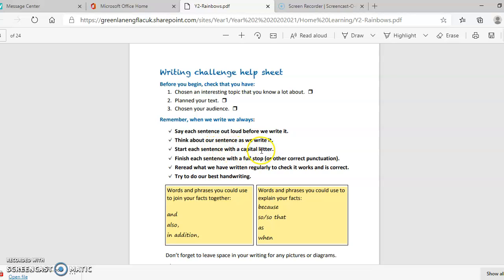We need to start each sentence with a capital letter. You need to finish each sentence with a full stop, or if you need to use a question mark, you might need to use it if it's a question. You need to reread what you've written to check that it works and that it's correct. So to check it's making sense all the time. And we need to try our best with our handwriting. So these are the things that I want you to be doing as you are writing, okay?